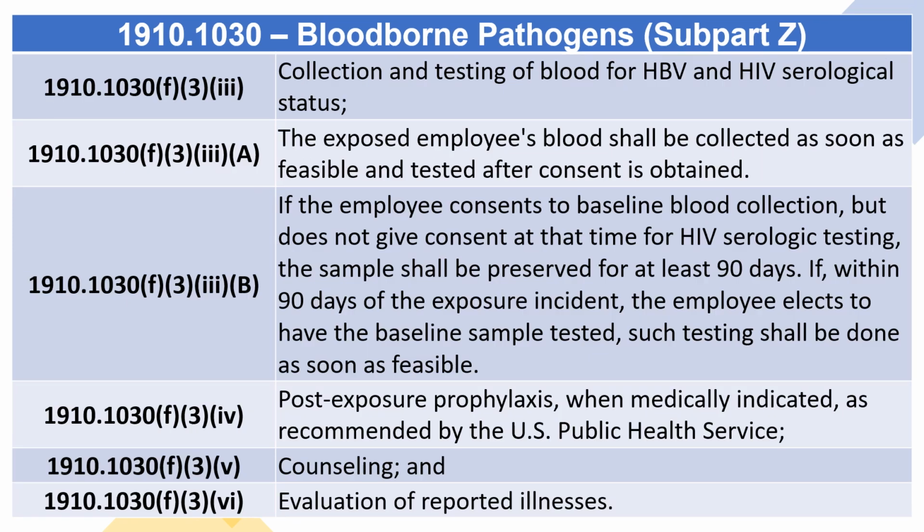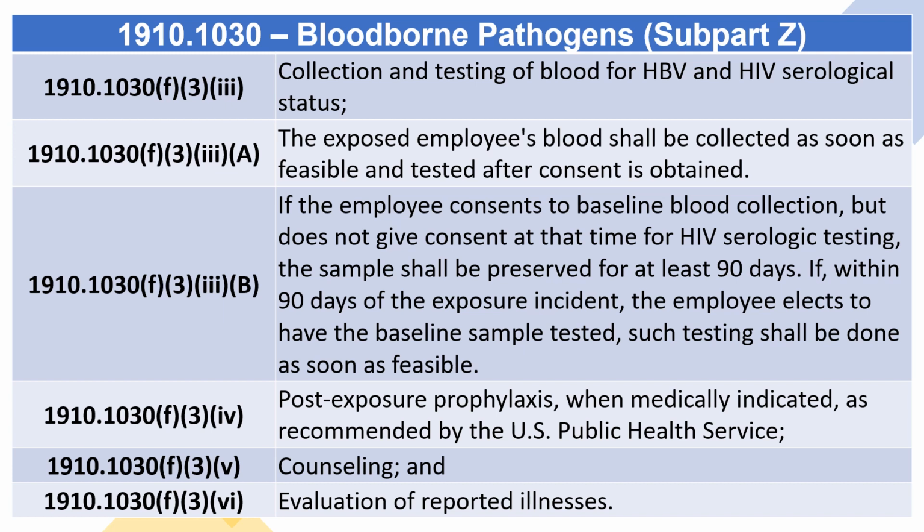1910.1030(f)(3)(iii). Collection and testing of blood for HBV and HIV serological status. 1910.1030(f)(3)(iii)(A) through (B). The exposed employee's blood shall be collected as soon as feasible and tested after consent is obtained. If the employee consents to baseline blood collection, but does not give consent at that time for HIV serologic testing, the sample shall be preserved for at least 90 days. If, within 90 days of the exposure incident, the employee elects to have the baseline sample tested, such testing shall be done as soon as feasible.